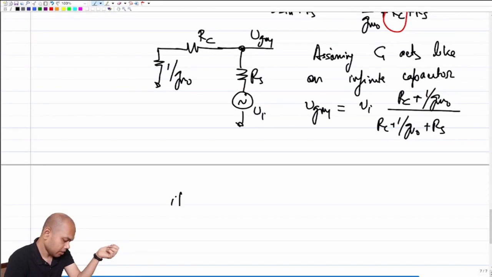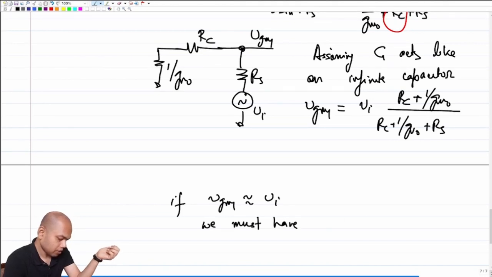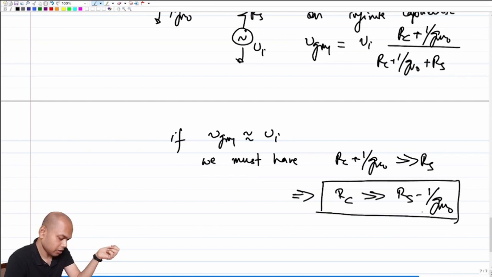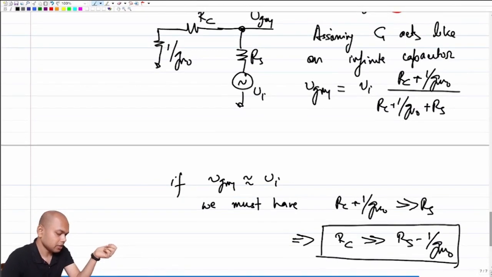And if VGM1 has to be almost equal to VI, what do I need to ensure? We must have RC plus 1 over GM naught to be much, much greater than RS. Or in other words, we need to ensure RC is much, much greater than RS minus 1 over GM naught. Okay, so if we can ensure this, then we are good to go.